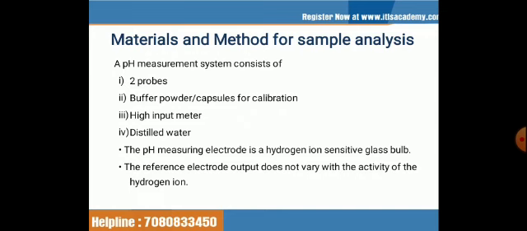Okay, what are the materials and methods for the sample analysis? A pH measurement system consists of two probes, a buffer powder or capsule for calibration, and third, a high input meter. We need a high input meter, and we also need distilled water. The pH measuring electrode is a hydrogen ion sensitive glass bulb. The reference electrode output does not vary with the activity of hydrogen ion.